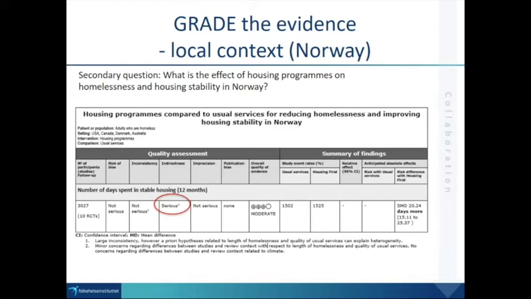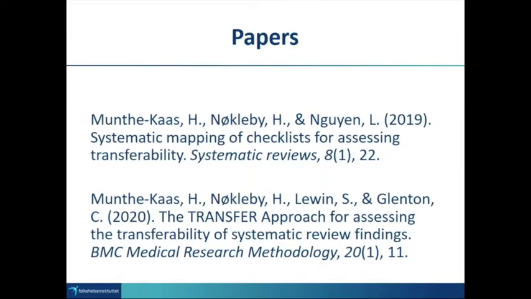We would hopefully use this to back up our GRADE table, where we would say that we had serious concerns because, as you can see from number 2 underneath the table, minor concerns regarding differences between the studies and the review context with respect to length of homelessness and quality of usual services, but no concerns regarding differences between studies and review context related to climate.